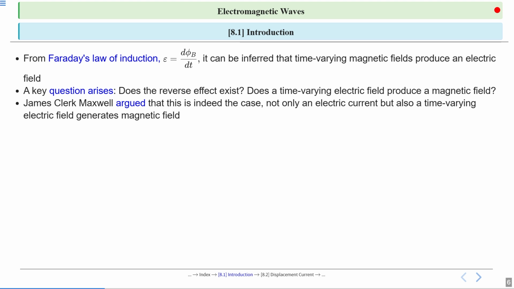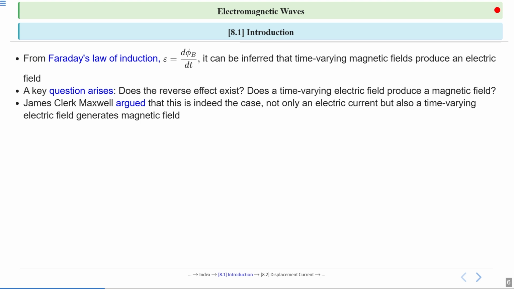James Clerk Maxwell argued that this is indeed the case: not only an electric current, but also a time varying electric field generates a magnetic field. Maxwell also unified the laws of electricity and magnetism, and these are called Maxwell's equations. I gave you some idea about Maxwell's equations in the chapters magnetism and matter and moving charges and magnetism. Now we are going to discuss these equations in detail.